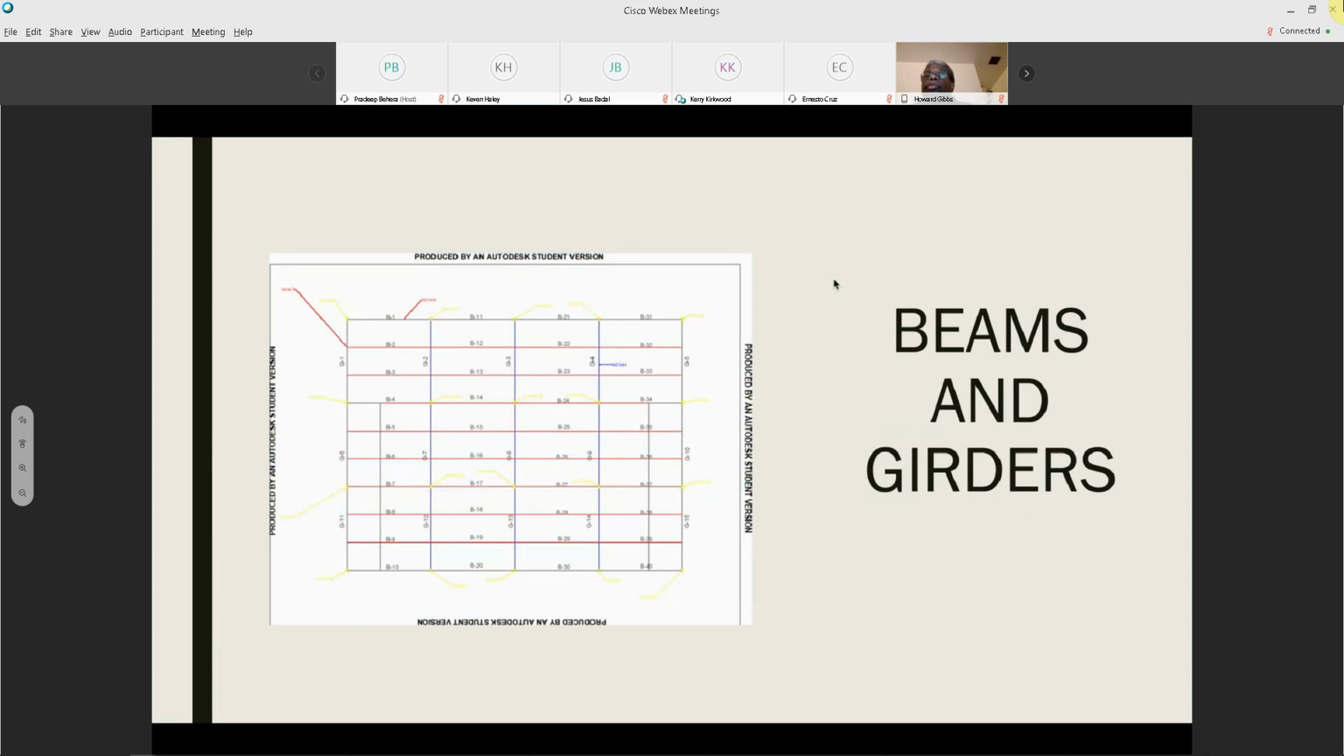So this is the plan view of the office building, which is a 190 foot by 20 foot building, approximately 10,800 square feet per floor. Next slide.